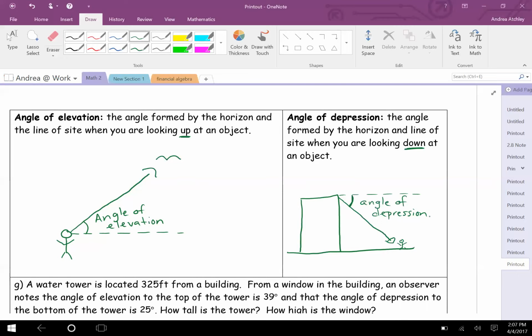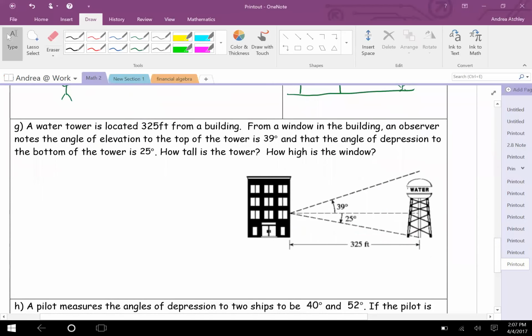Okay, so now those angles are going to be used in our word problems. So this one I already drew the pretty picture for you. So you don't need to draw the picture, but we will use it to solve our wonderful problem. Okay, a water tower is located 325 feet from a building. From a window in the building, an observer notes that the angle of elevation to the top of the tower is 39 degrees, and the angle of depression to the bottom of the tower is 25. How tall is the tower and how high is the window?